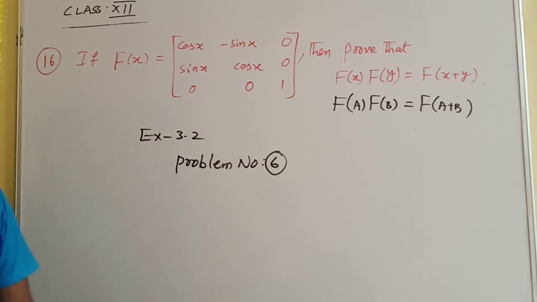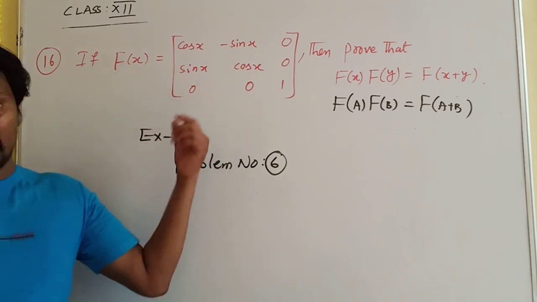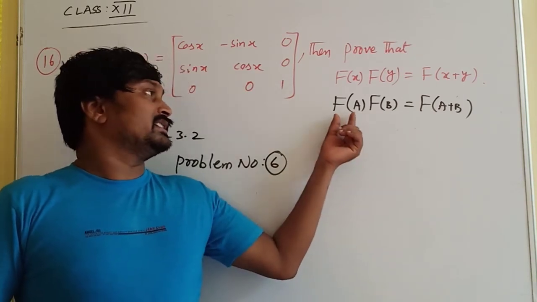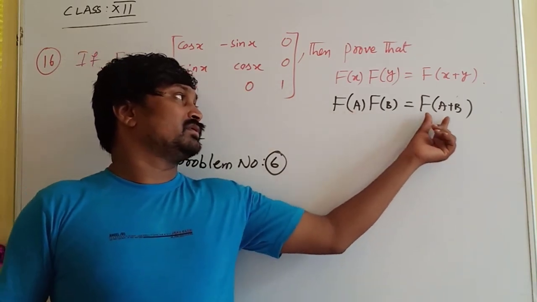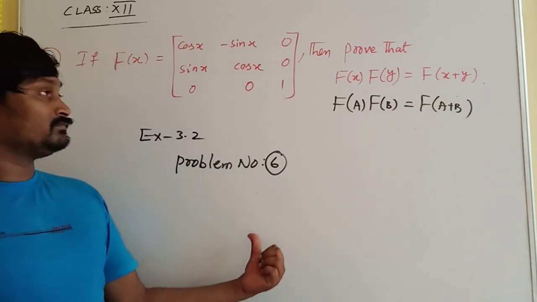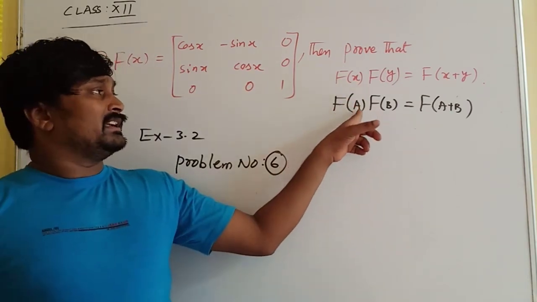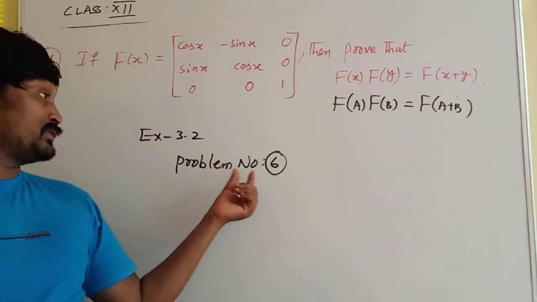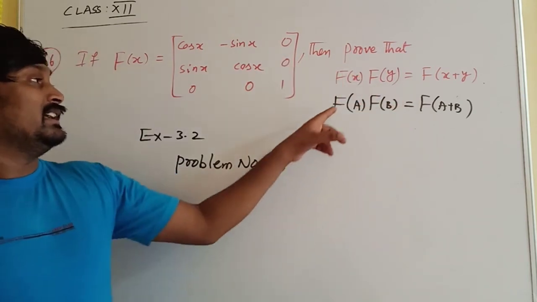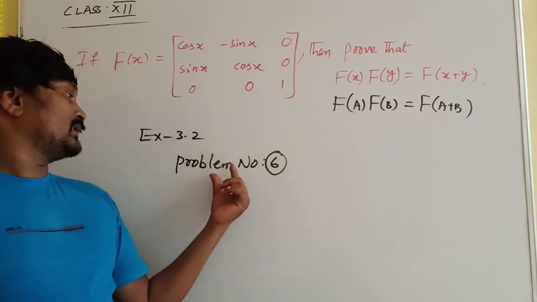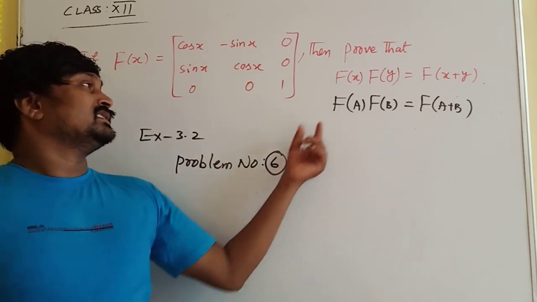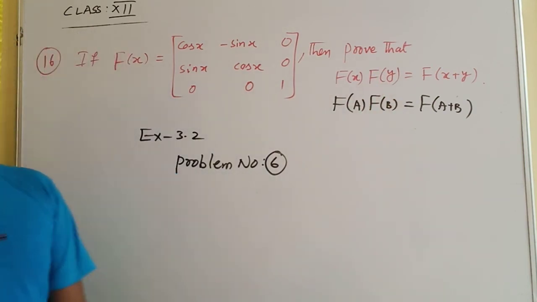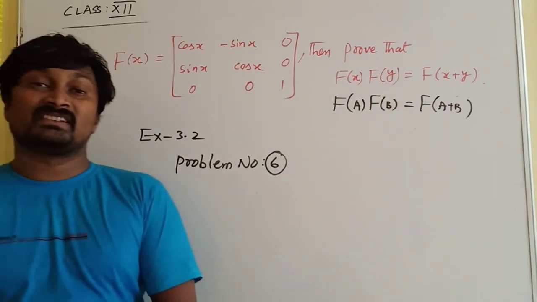Very simple, the function is given as it is, but in that question it is given as F of a, F of b is equal to F of a plus b. But now you need to just replace a with x and b with y in the solution of problem number 6. Then you get your answer. That is about your problem number 16.